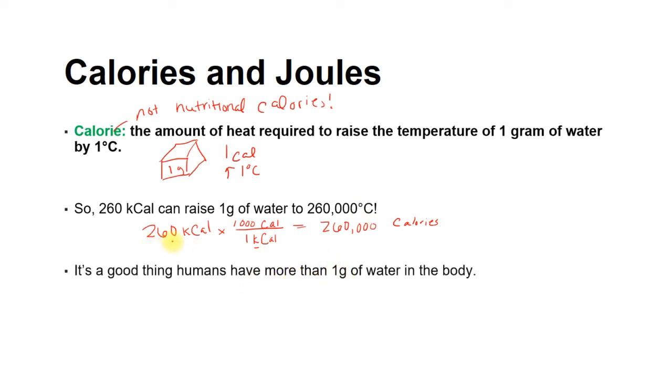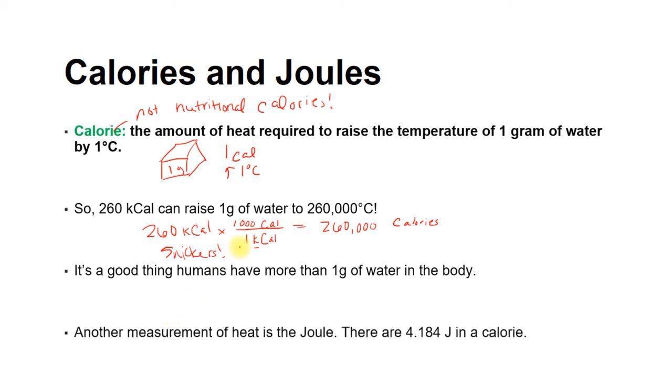This, by the way, 260 kcals is about the amount of energy in a Snickers bar. Just to give you a reference. Okay, so if you were made out of 1 gram of water, just 1 gram, very small, and you ate a Snickers bar, it would raise your body temperature to 260,000 degrees Celsius. That's high. All right. So then the next question is, what other kind of units are we going to have?